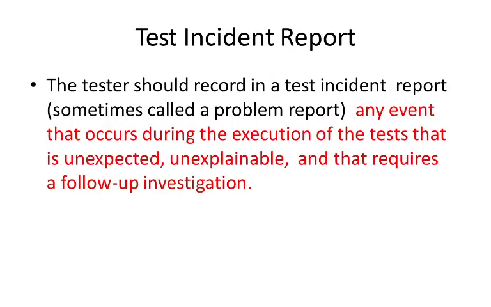The next one is the test incident report. The tester should record in the test incident report, sometimes called a problem report, any event that occurred during the execution of the test that is unexpected or unexplainable and requires follow-up investigation. For example, a disaster, no power backup, the server not working properly, network problems, or any hardware problems. These kinds of problems can be specified in the test incident report.